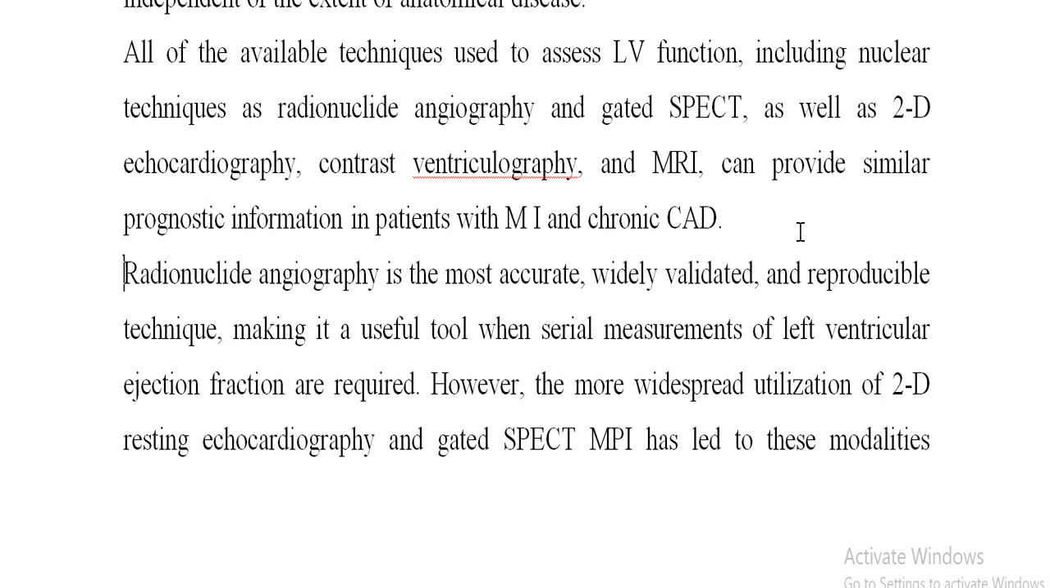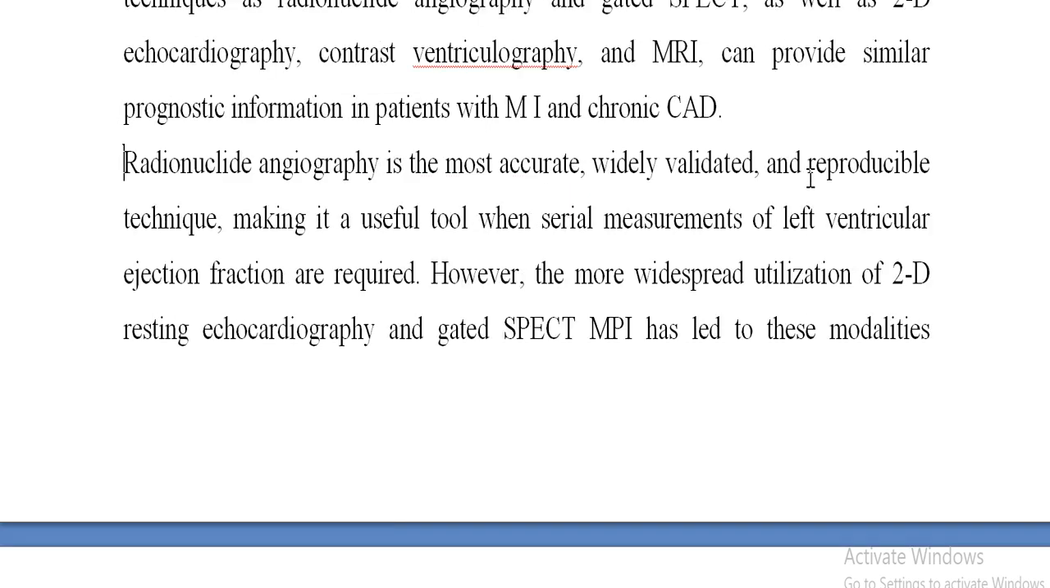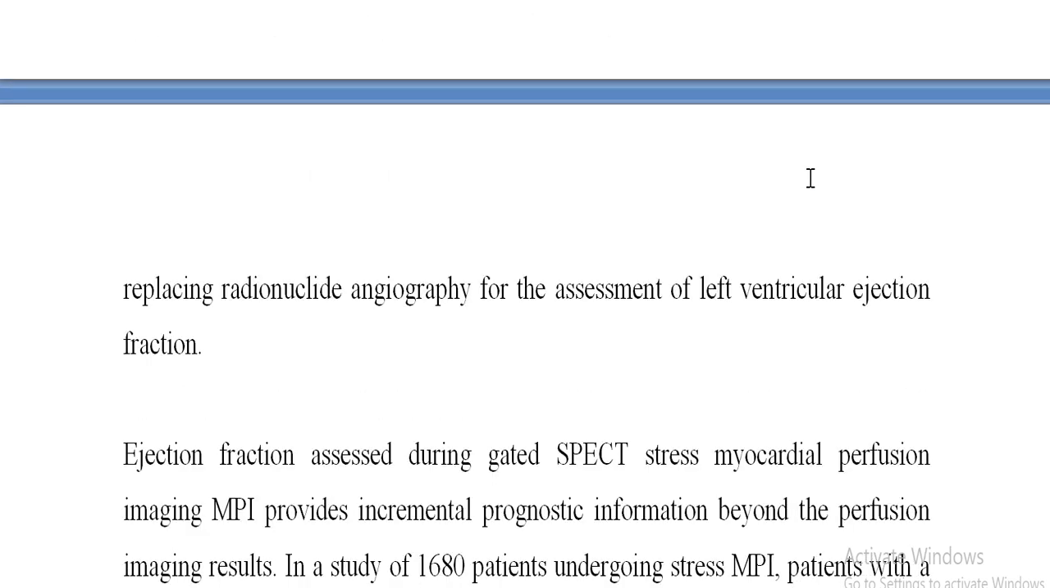However, the more widespread utilization of 2D resting echocardiography and gated SPECT-MPI has led to these modalities replacing radionuclide angiography for the assessment of left ventricular ejection fraction.